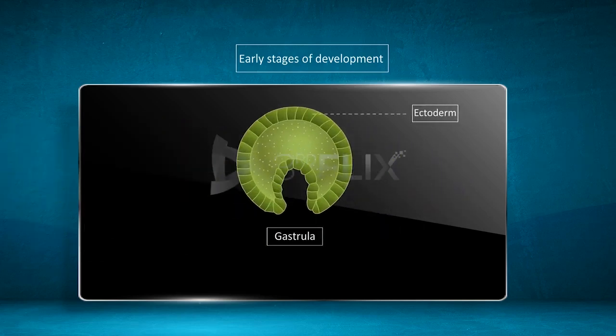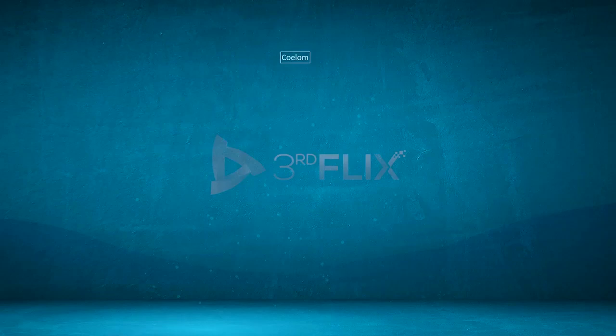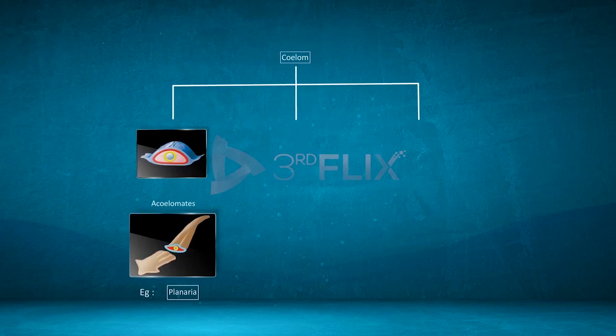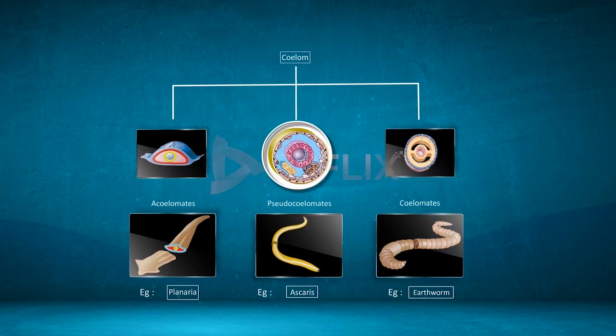Ectoderm is the outer layer of gastrula, the endoderm is the inner layer, and blastopore is the opening. The cavity between ectoderm and endoderm is known as the blastocoel. The layer which is developed between embryonic ectoderm and endoderm is called mesoderm. Based on the presence of coelom, organisms can be classified as acoelomates, pseudocoelomates, and coelomates.